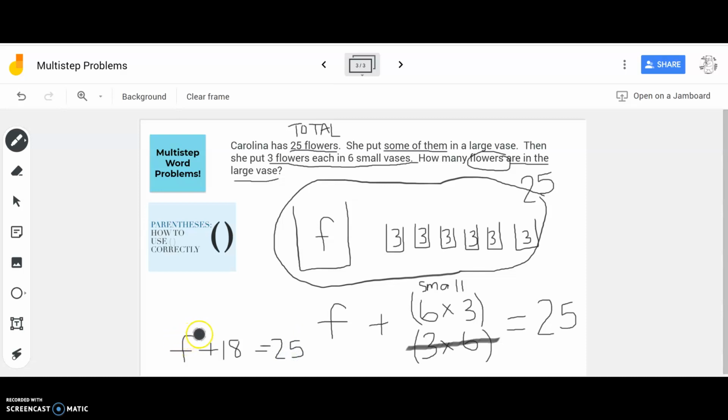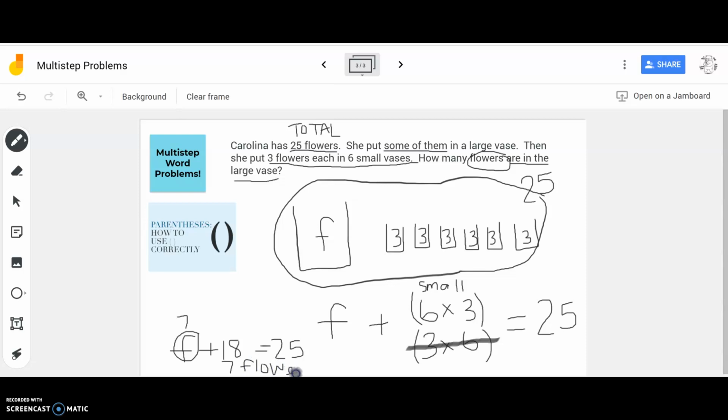So how many flowers plus 18 is going to get me 25? Well, 18, 19, 20, 21, 22, 23, 24, 25. 7. This number has to be 7 because 7 plus 18 equals 25, which means my solution is 7, and my label said how many flowers.